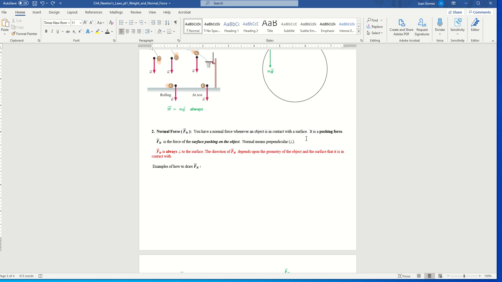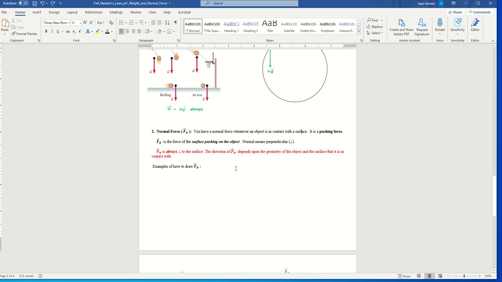Now, the word normal in this case doesn't mean normal in the psychological sense of the word. It means normal in the physics and mathematical definition, meaning perpendicular. Normal means perpendicular. F_N is always perpendicular to the surface. Whatever surface the object is in contact with, the normal force will always be perpendicular to the plane of that surface.